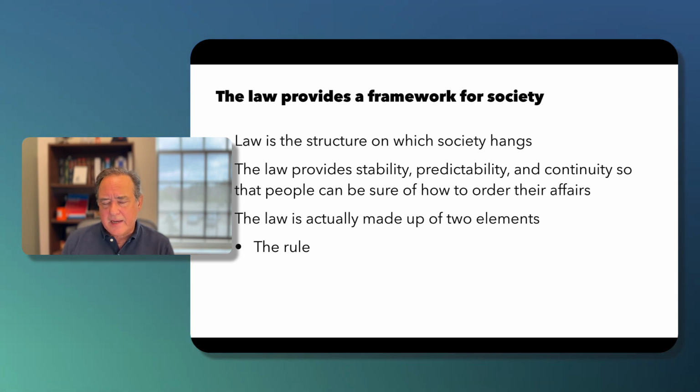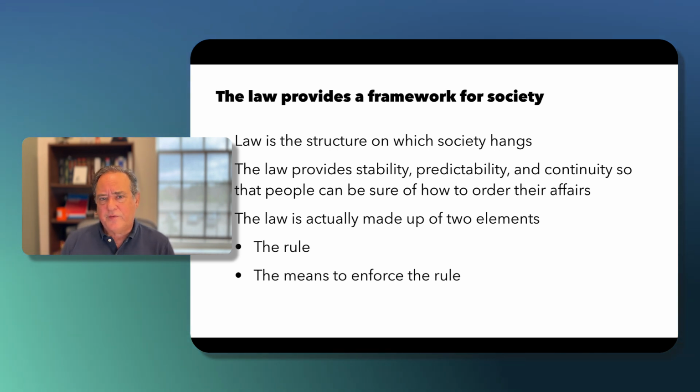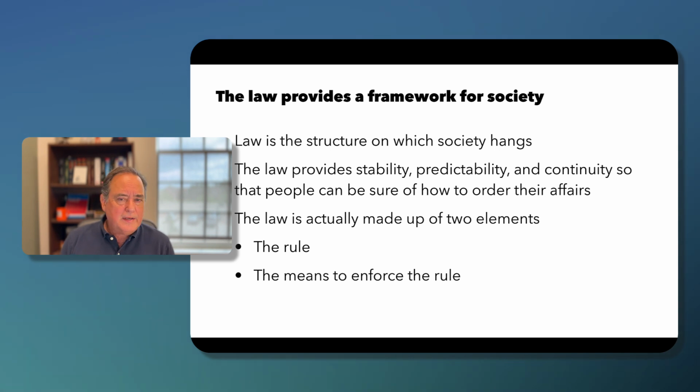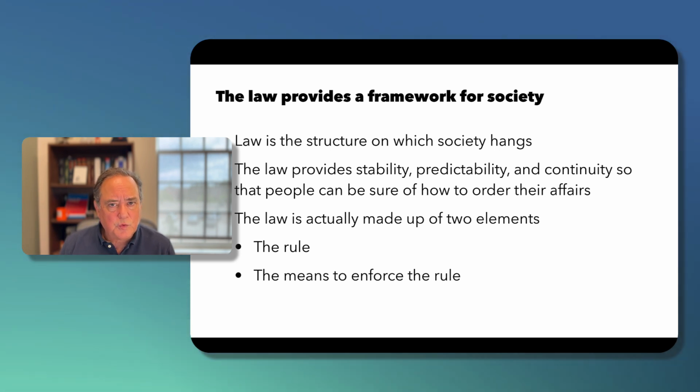But there's a second aspect to the law that is important, and that is it provides the means to enforce the rule. Now in this class, especially in the first module, we're going to spend a lot of time talking about enforcement of the law, because the ability to enforce the law is what gives the law meaning. The ability to enforce the law gives meaning to the rule. It allows for a sanction to be applied if someone does not follow the rule.